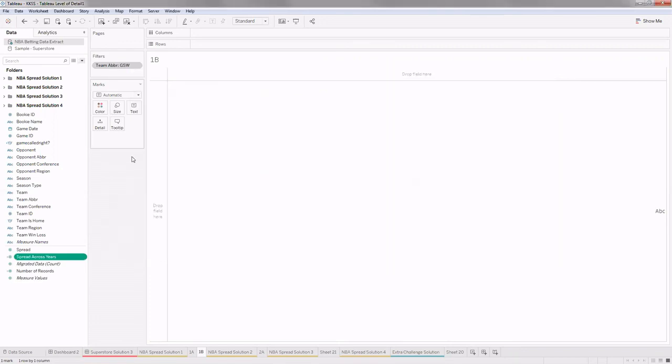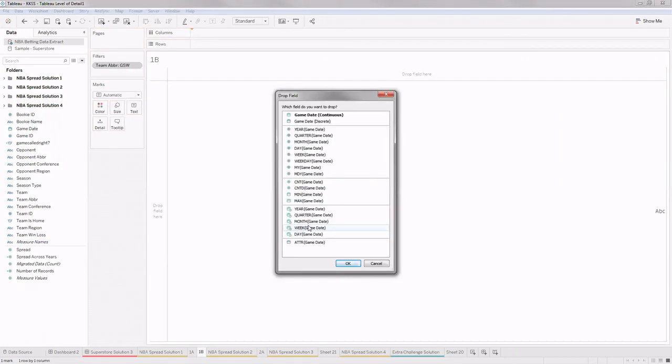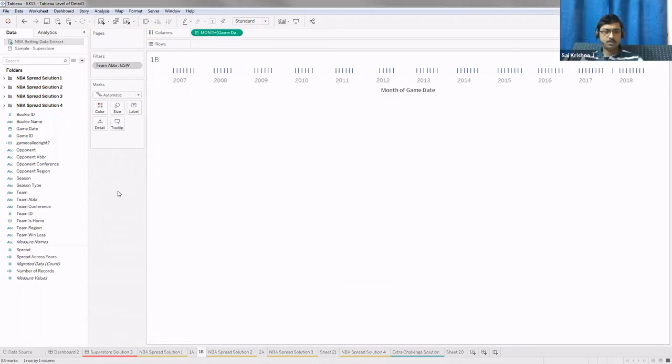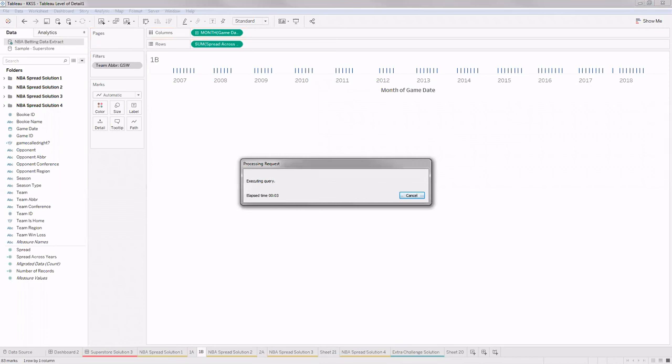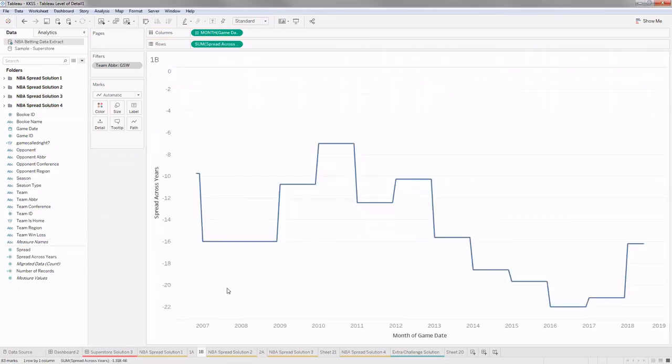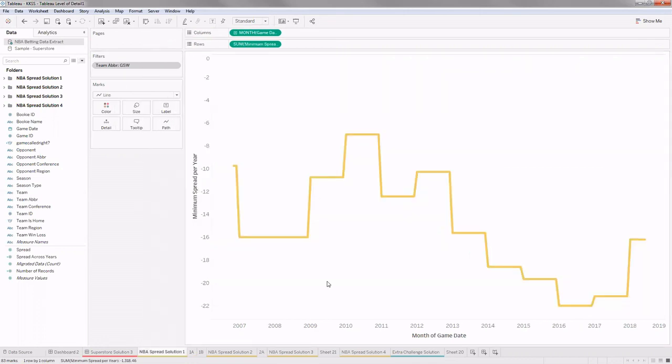Spread across years. So simply I'll get my game date. Basically, for each year, for each game, what is the average spread, and then taking the minimum. I've used two different expressions because my aggregation is different in each one. In the initial one I took the average, and later I need to get the minimum of those averages that were present in that year. So this is the minimum average spread value for each year for this particular team, and this is the solution that we have.